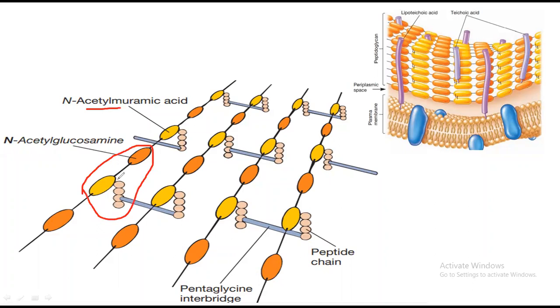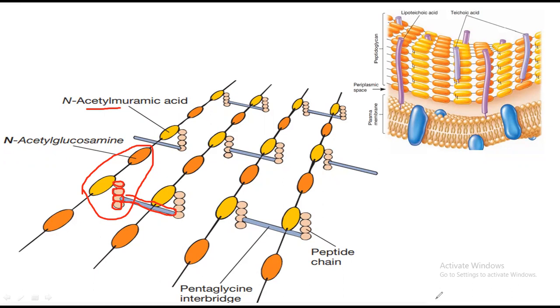And these four round shaped circles are amino acids, and what these amino acids basically are, I will discuss in the second slide. These four round shaped circles are the four amino acids that are linked to this N-acetyl muramic acid. And after that, if we look at this bar, this is the interbridge. It is also known as the peptide interbridge, or pentaglycine interbridge.